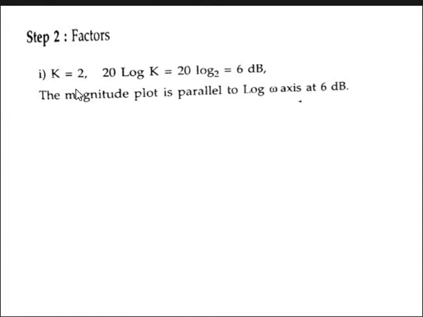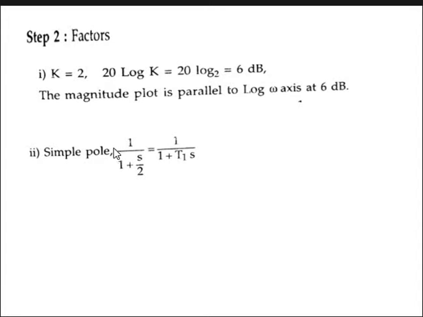So now the magnitude plot for K equal to 2. For K equal to 2, using the 20 log K formula, that is 20 log 2, which is equal to 6 dB. So due to the constant K equal to 2, it produces a 6 dB constant gain. So the magnitude plot is a line parallel to the log omega axis at 6 dB. So this is the magnitude plot for the constant K equal to 2.